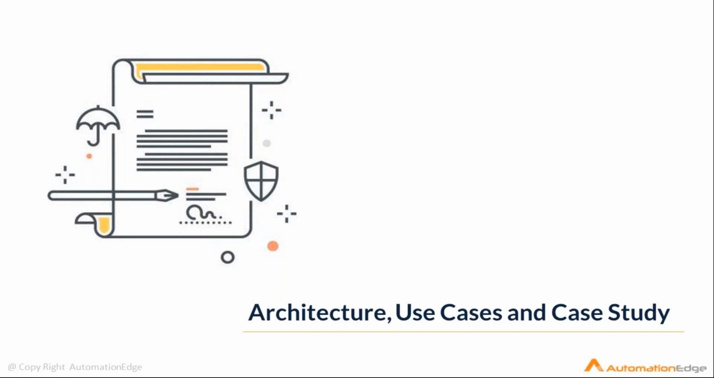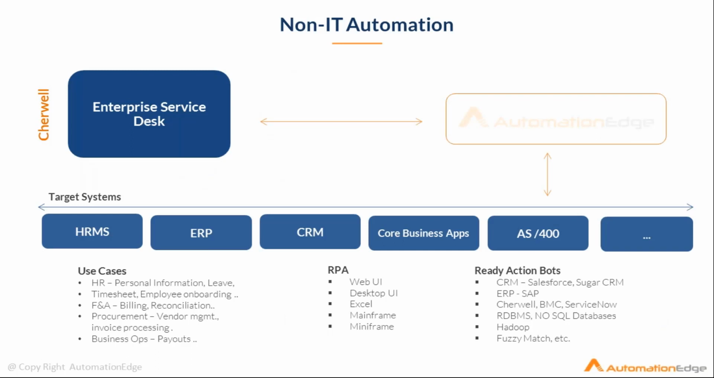And so let me take you further in this session. I will talk about AutomationEdge, some of the applicable use cases for non-IT automation, and a case study. Cherwell as a solution is used in enterprise service desk scenarios where it's not only used for IT but non-IT as well. When these requests are raised by end users, the business users, the ticket gets assigned to a queue. And from there, the human agents supporting these requests work on them, spend time, and ultimately resolve those tickets.